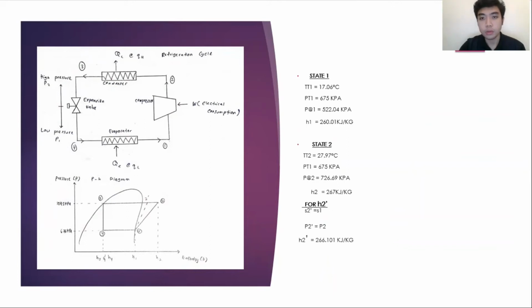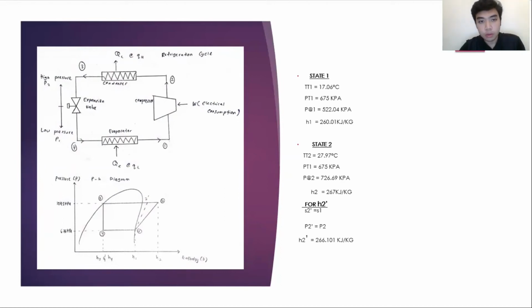For state 2, we can see that P2 is 726.69, which is higher than PT1, which is 675. It means that it is located at superheated refrigerant. So we have to refer to table A13 to find enthalpy 2, which we got 267 kilojoule per kilogram.